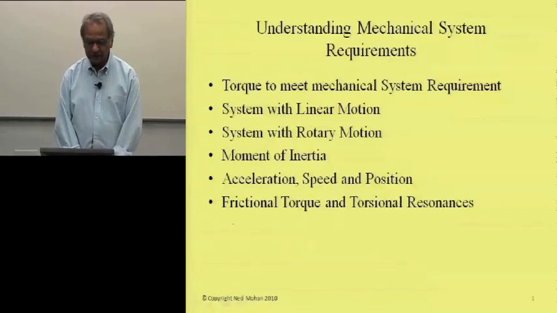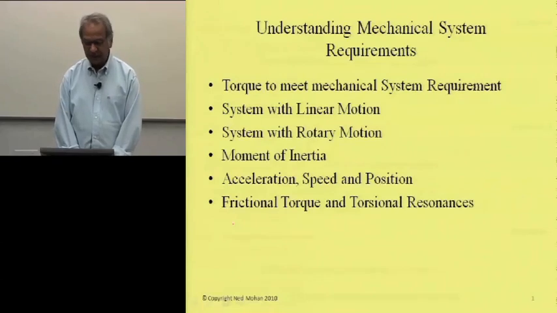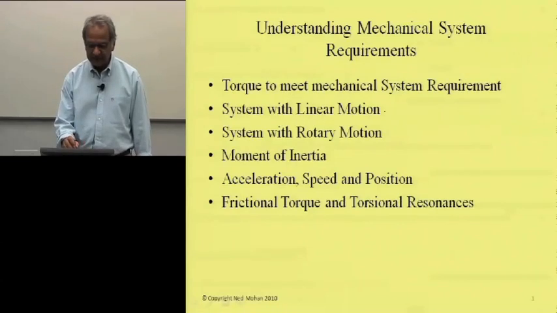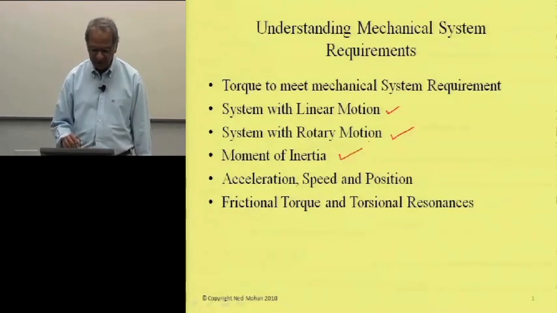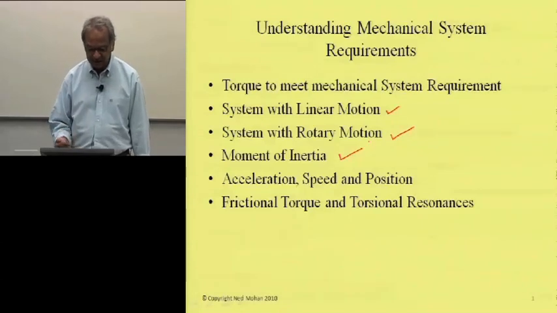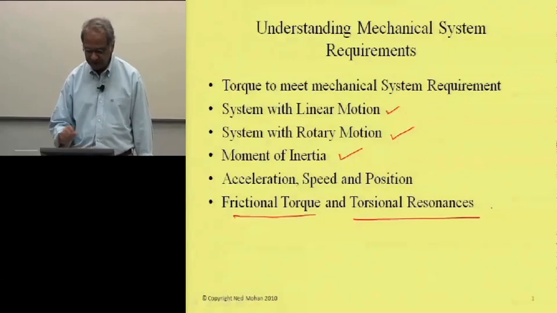Welcome to this module on understanding mechanical system requirements. First we have to determine what this electric drive needs to do to meet mechanical system requirements. We'll start with systems with linear motion, and we will move on to rotary motion. Then we will define a term called moment of inertia, and we'll look at things like acceleration, speed, and position. We'll also look at, in this module, frictional torque and torsional resonances.